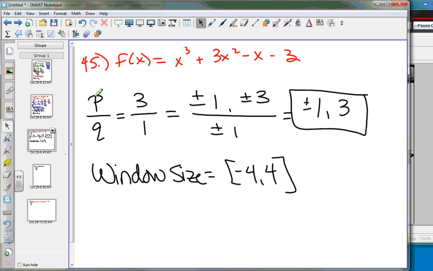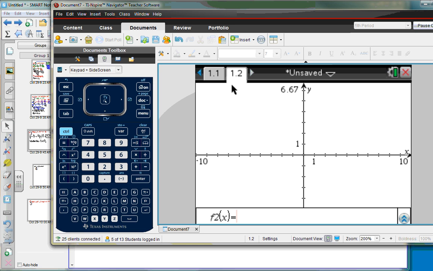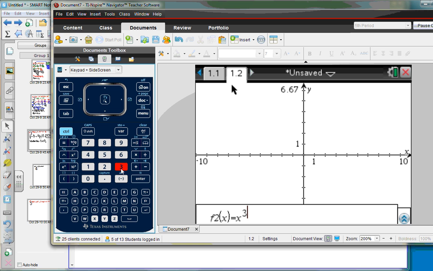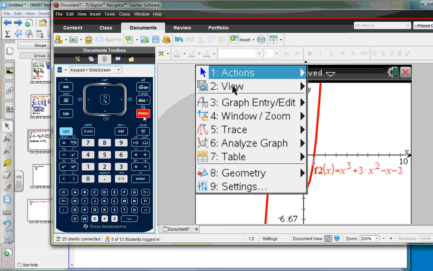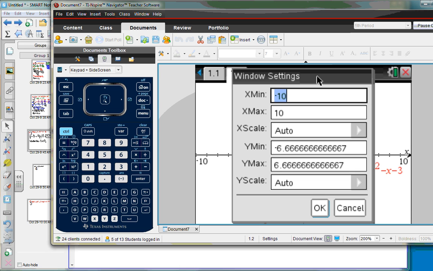Now, what this means is I want to graph this thing just to show you something. So I'm going to press Control Doc, add a graphs page, and this is problem number 45. So that's going to be x caret 3 plus 3x squared minus x minus 3. And I'm going to hit graph, and then I'm going to immediately not look at it. I'm going to go straight to window and window settings. And I'm going to change my settings to be from negative 4 to 4. And then I'm going to go by units of 1 on my x scale.